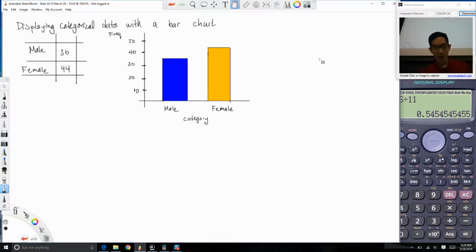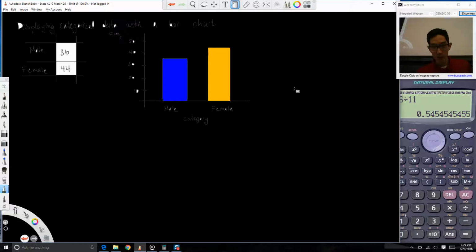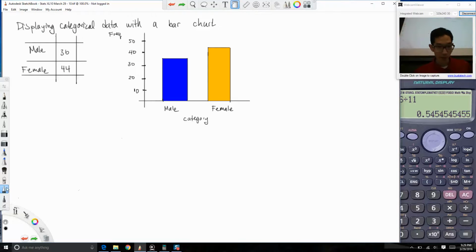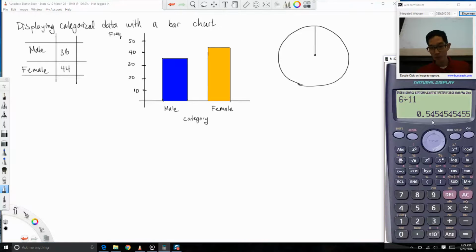You can also make a pie chart, but I don't like pie charts. Oh, it's the wrong tool. So, pie chart: this is supposed to be a circle, and you need to create some kind of angle. You'd say, okay, 36 out of 80, that was 45%. And you'd say 45% times 360, so I would need an angle of 162 degrees.